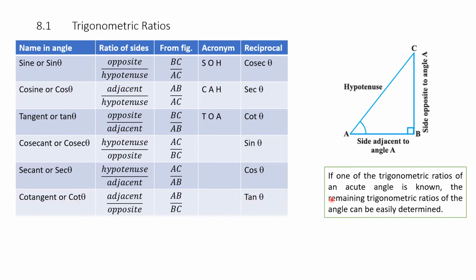If we know any one of the trigonometric ratios of an acute angle, then we can find the remaining trigonometric ratios of the angle by suitable determination. So, if we know one ratio, we can calculate the other ratios.